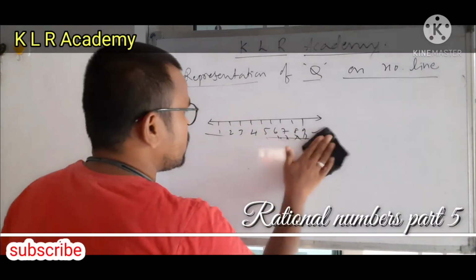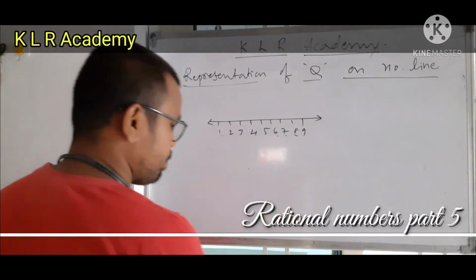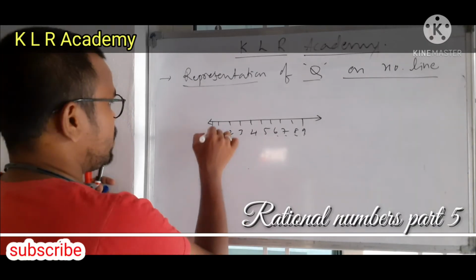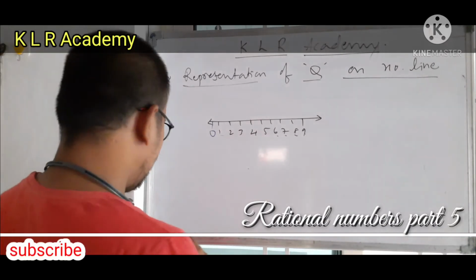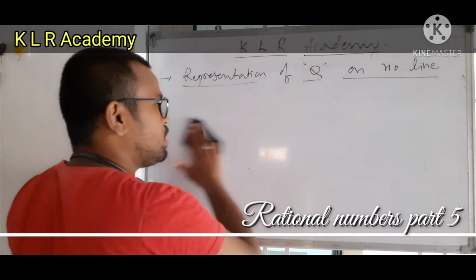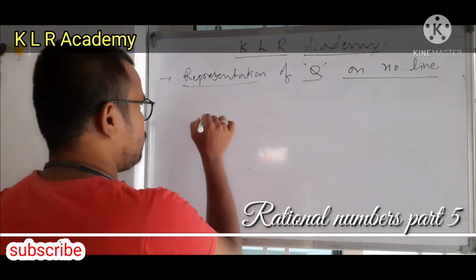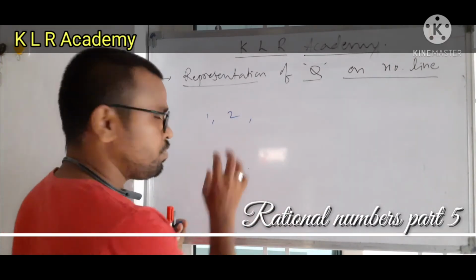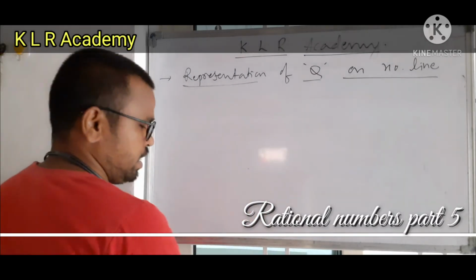So this is the representation of natural numbers on the number line. We call it a number line for natural numbers. If you include 0 here, then we call it a number line for whole numbers. Next, our topic is representation of rational numbers on the number line. If the numbers are integers like 1, 2, you can put them on the number line easily.